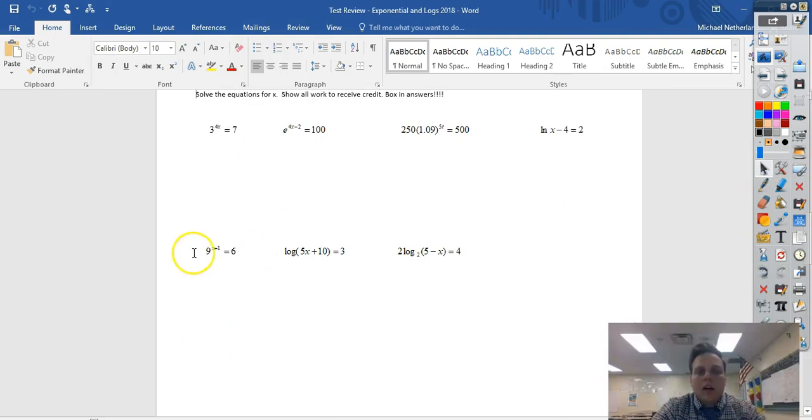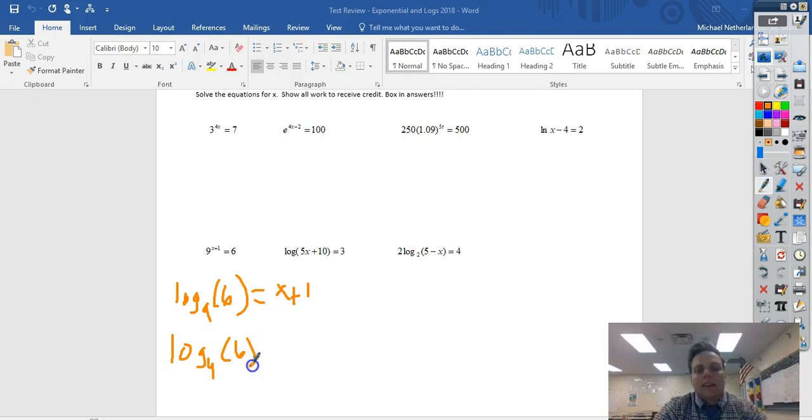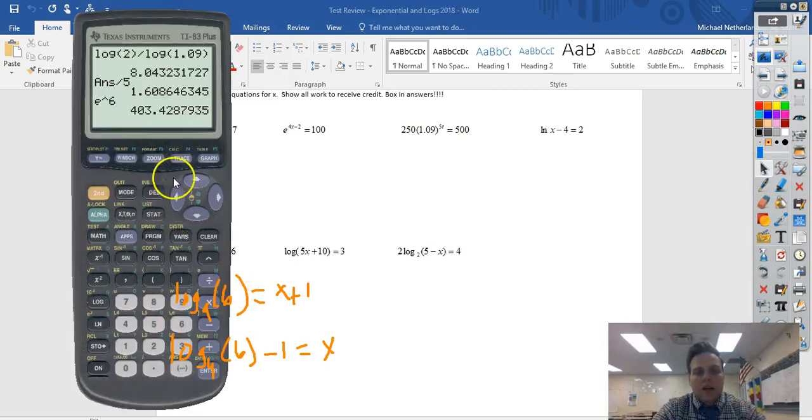Another exponential. We switch back to an exponential there. So I first need to get the base by itself. The base is by itself, so I can now change to log base 9 of 6 equals x plus 1. So what's the next thing you need to do to solve for x? You need to subtract 1. But remember that 6 is trapped by the log. You can't touch it. So I'm not going to touch it. I'm just going to type it on the calculator.